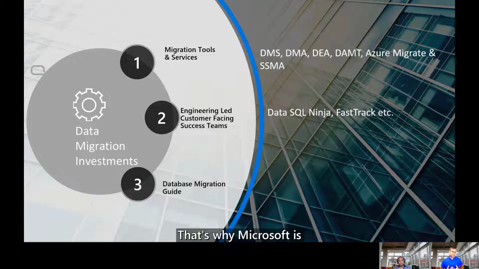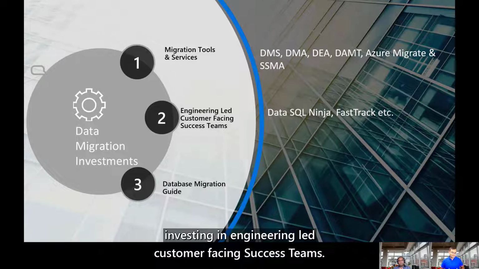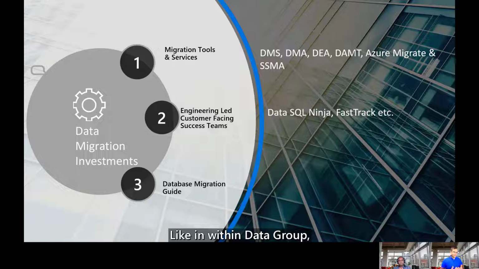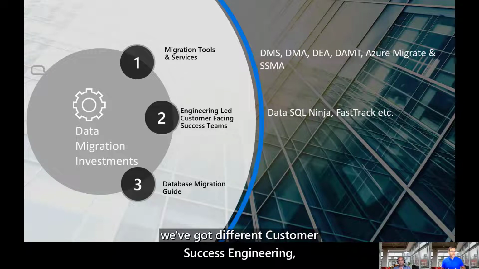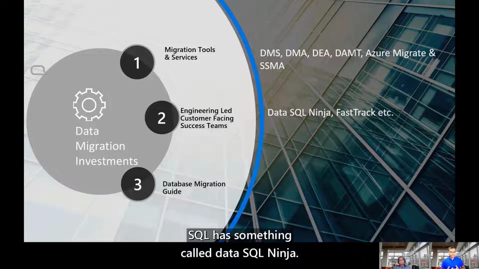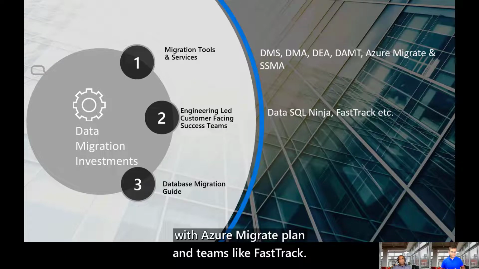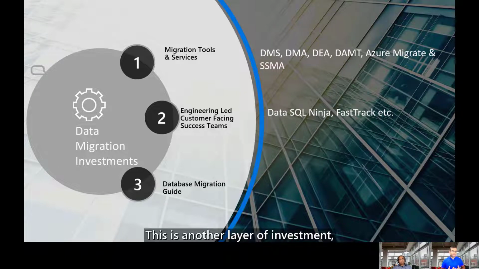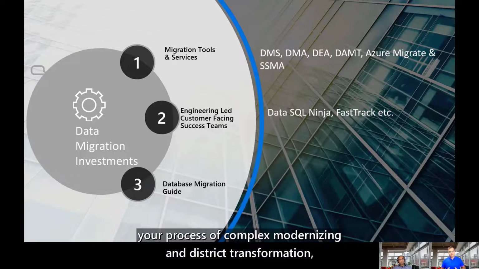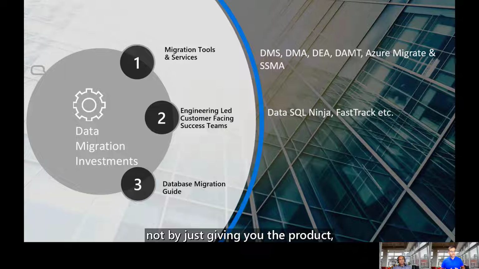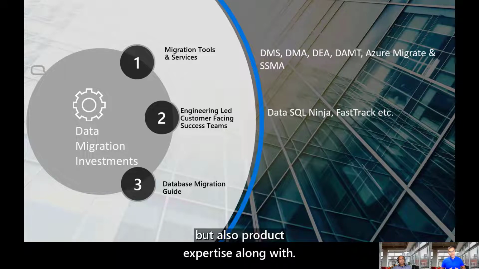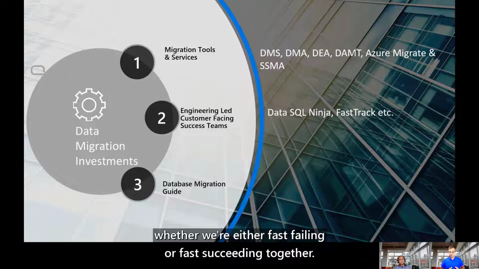That's why Microsoft is investing in engineering-led, customer-facing success teams. Within Data Group, we have different customer success engineering. SQL has something called Data SQL Ninja. At Azure level, many of you might have already worked with Azure Migrate and teams like FastTrack. This is another layer of investment where we want to aid your process of complex modernization and digital transformation, not just by giving you the product, but also product expertise along with it. At the end of the day, it's a mutual success, whether we are fast failing or fast succeeding together.